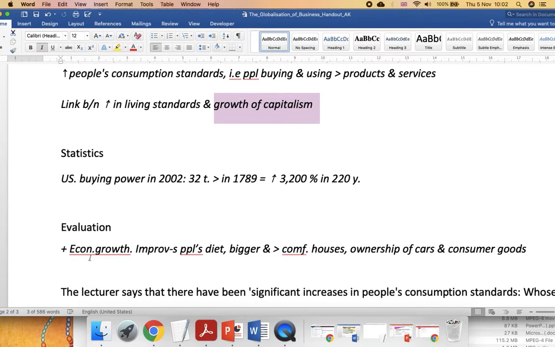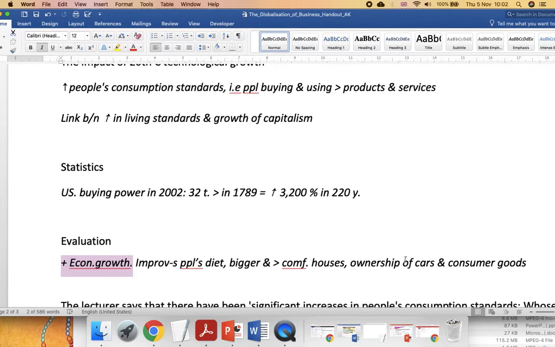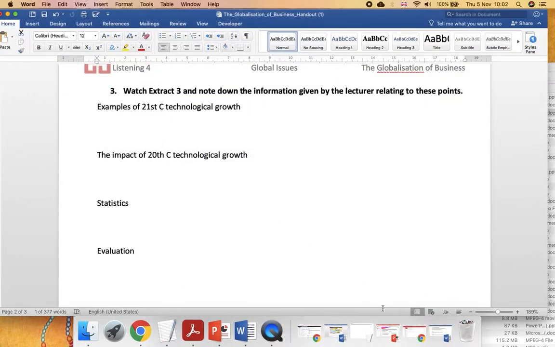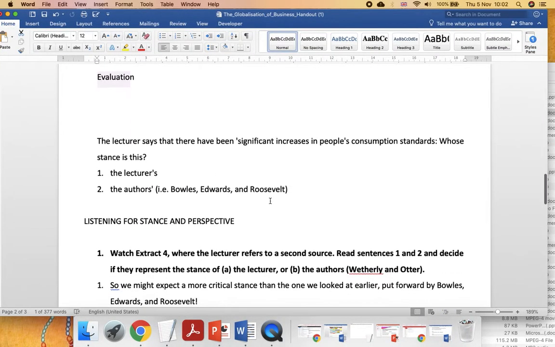And the evaluation is that it is positive economical growth: improvements in people's diets, bigger and more comfortable houses, ownership of cars and consumer goods. Pay attention that when I take notes, you see I use symbols, I shorten the words. Good. Let's go back to our handout.